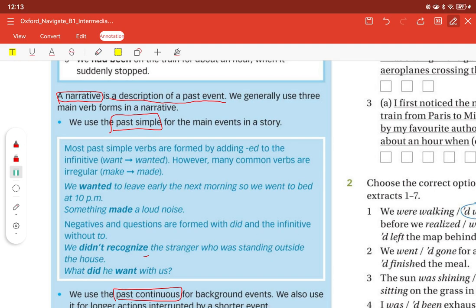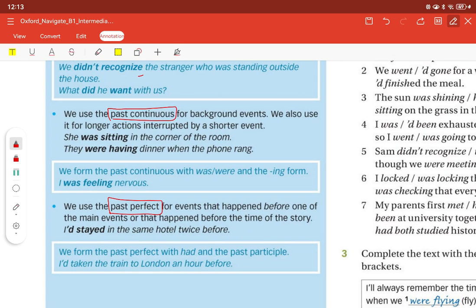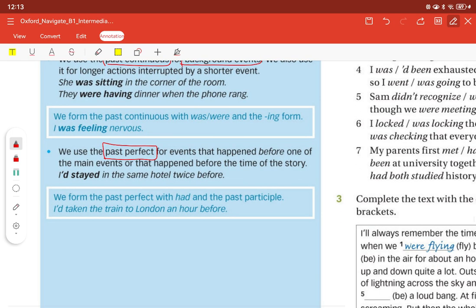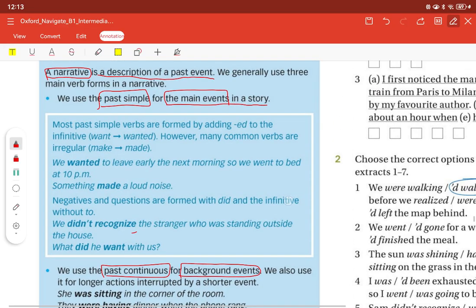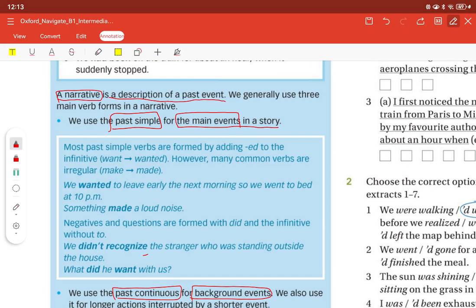We use past simple for the main events in the story, and we use past continuous for the background events in the story. Then we use past perfect for events that happened before one of the main events, or that happened before the time of the story. Okay, so first let's take a look at past simple.